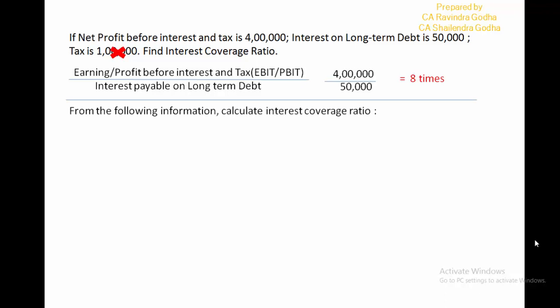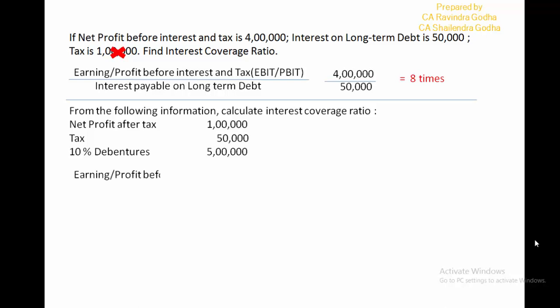Calculate interest coverage ratio. Data is net profit after tax 1 lakh. Tax 50,000. 10% debenture 5 lakh. 10% debenture means what? Interest on debenture has to be paid at the rate of 10%. So the meaning of 10% is that interest should be payable at 10% on debentures. The formula of interest coverage ratio is profit before interest and tax divided by interest payable on long-term debts.